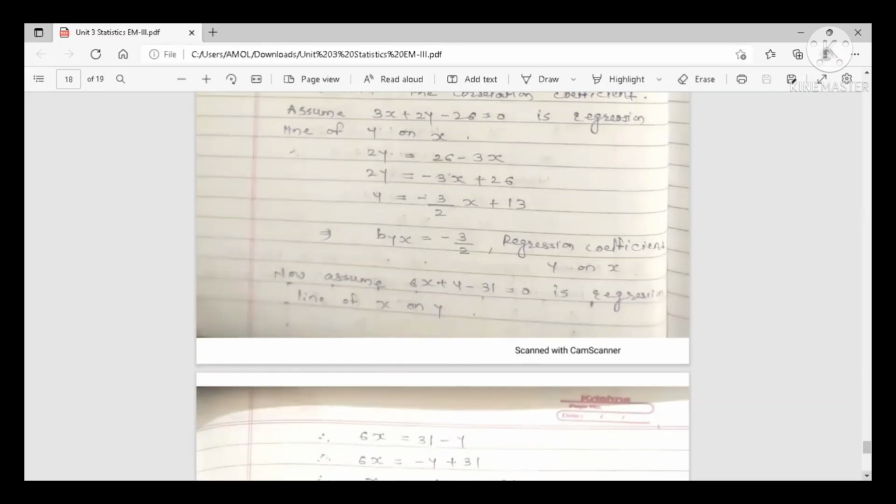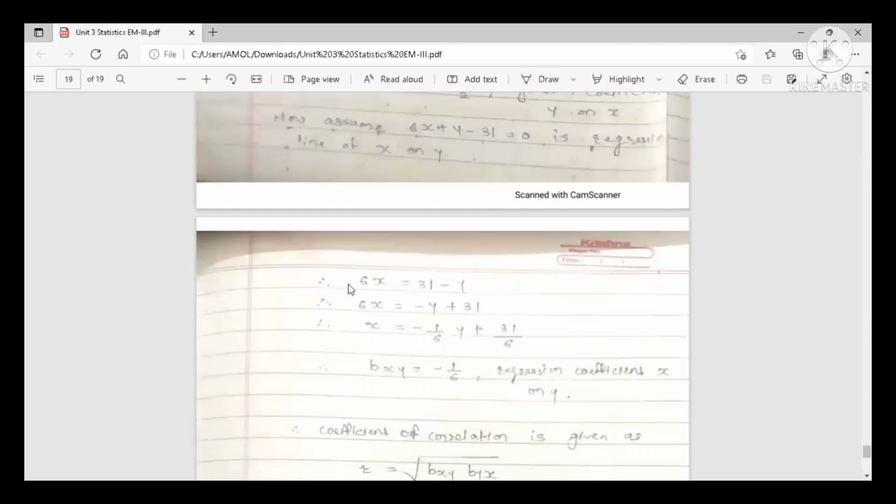So the value of x is, rearranging the equation, 6x is equal to 31 minus y. Then you rearrange it again, and so x is equal to, you divide the equation throughout by 6, minus 1 by 6 into y plus 31 by 6. So I assume that this is the regression line of x on y. So the coefficient of y is nothing but your bxy.